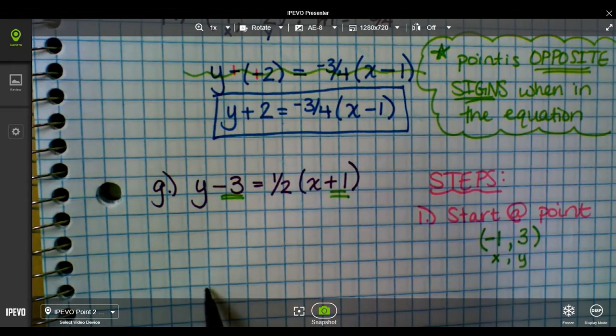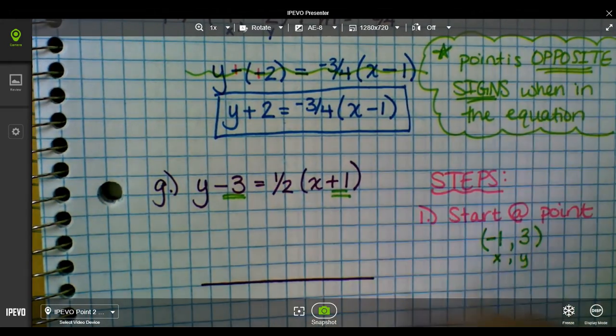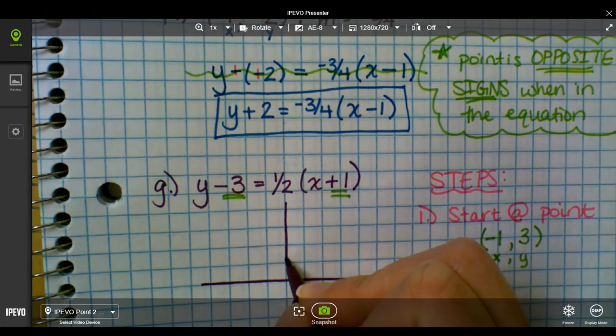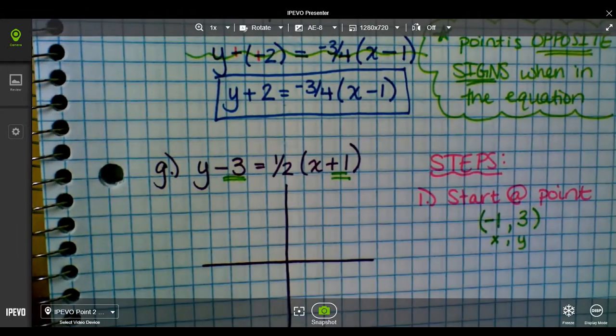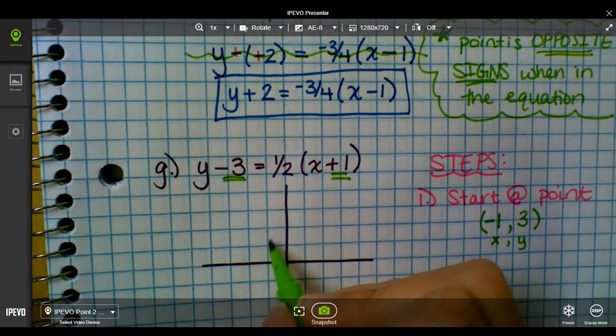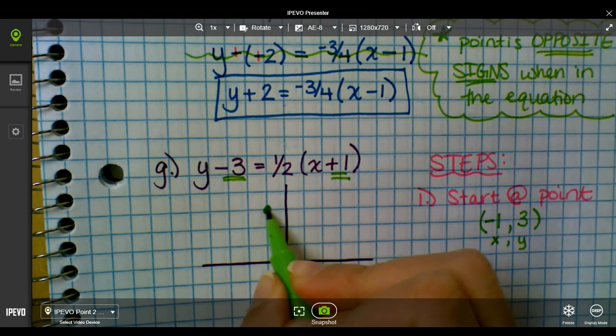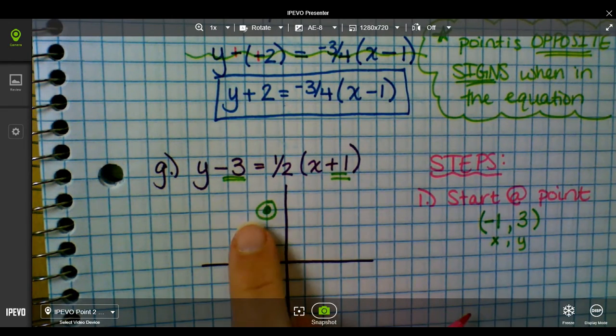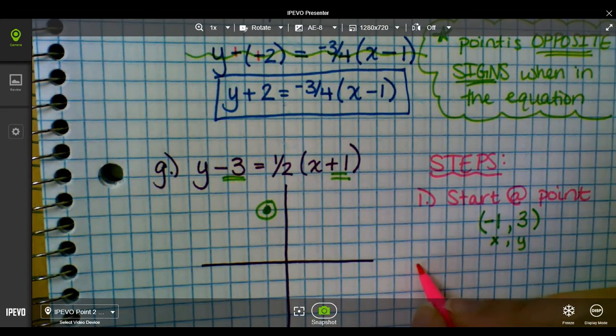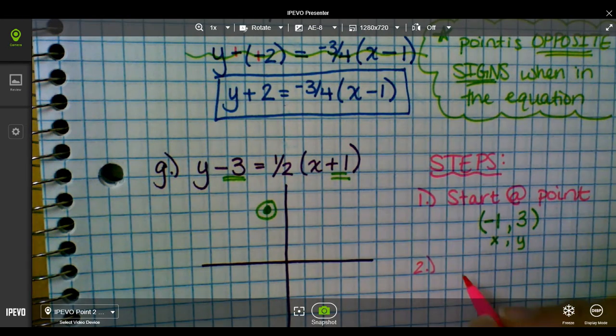Okay, so when we go to graph this over here, I am going to be starting at the point -1, 3. So -1, 3. Oops, I'm not leaving myself much room over here, but that's okay. All right, then once you have your starting point, the second step still remains the same. You just apply your slope.